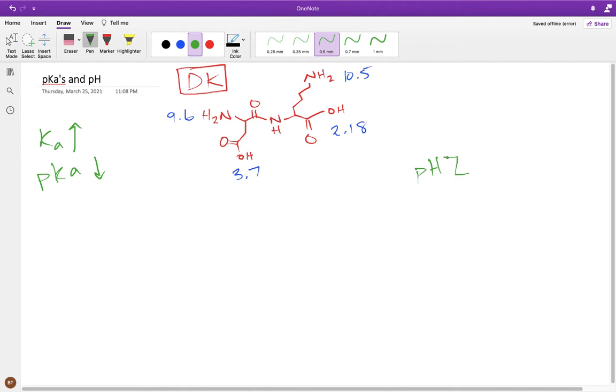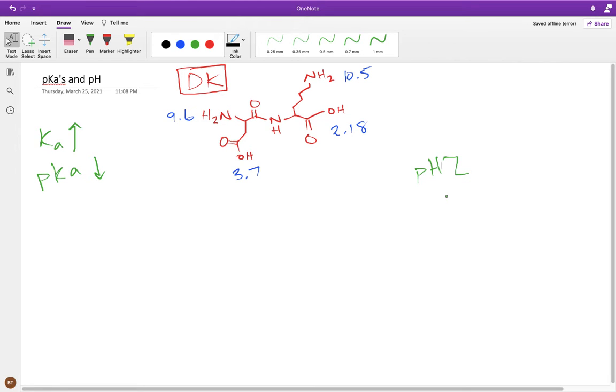pH 2. So low pH, pH 2. We are now going to be in a very acidic condition. So we have a lot of hydrogens, right? Low pH, high concentration of hydrogens or protons, meaning that things are going to most likely be in their acidic forms. And their acidic forms, remember what those mean relative to the pKa's.